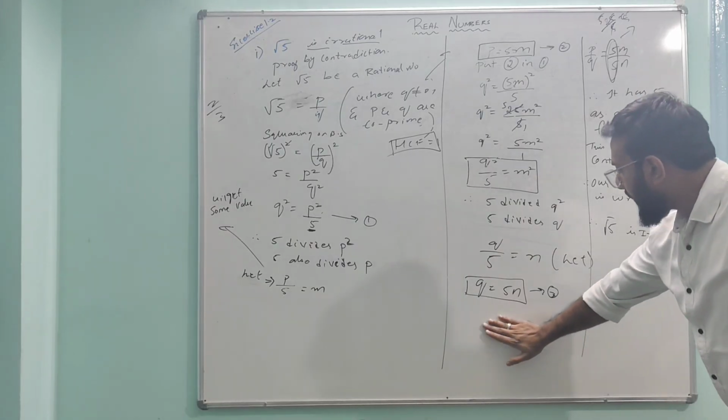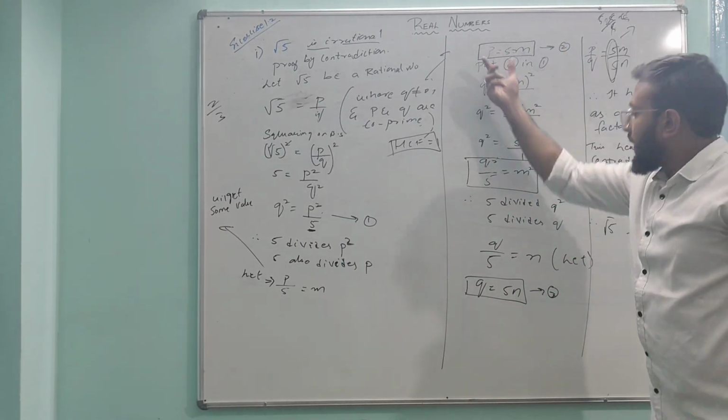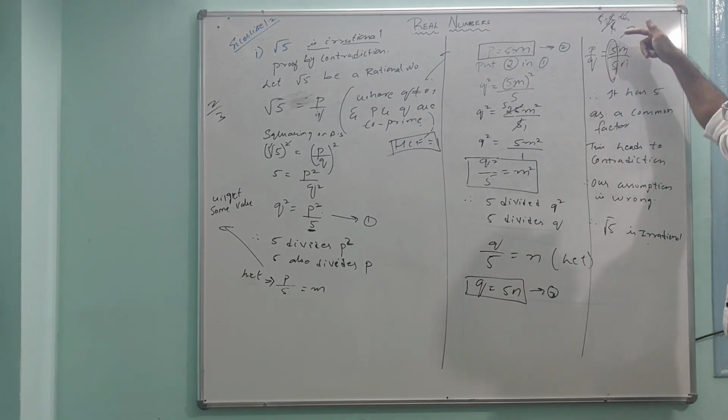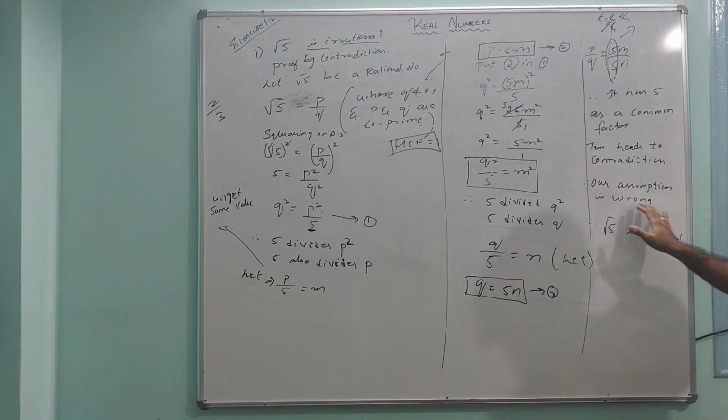If we compare equation number 2 and 3, p by q is equal to 5m by 5n. We're getting the common factor, common number 5. It has a common factor 5. This leads to contradiction. Our assumption is wrong.